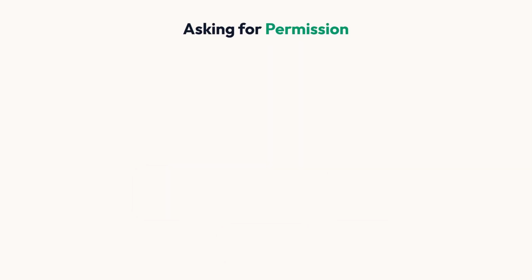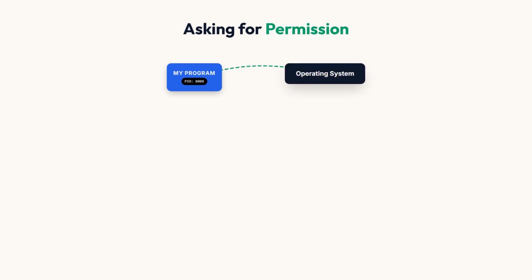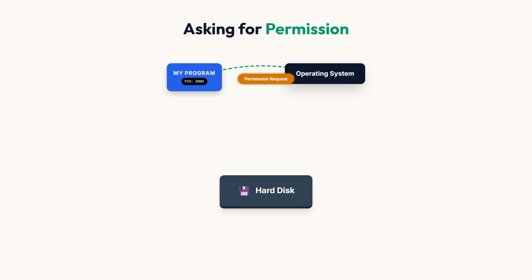A system call is like a special function that allows your program to request services from the operating system. You can think of it like asking the OS for permission to do something. For example, if your program wants to read a file from disk, it cannot directly access the disk. It has to ask the operating system using a system call.